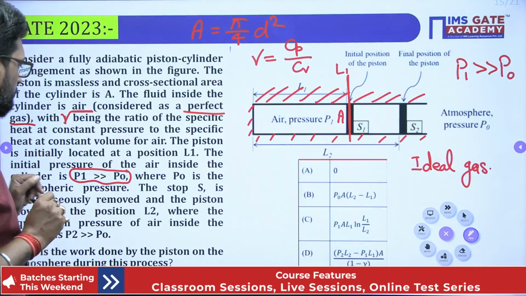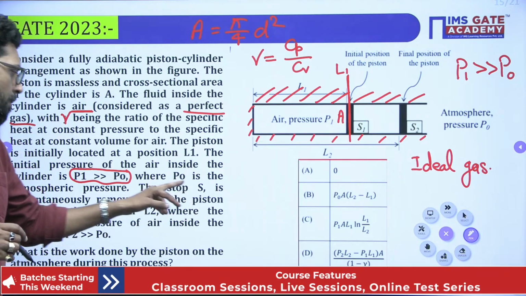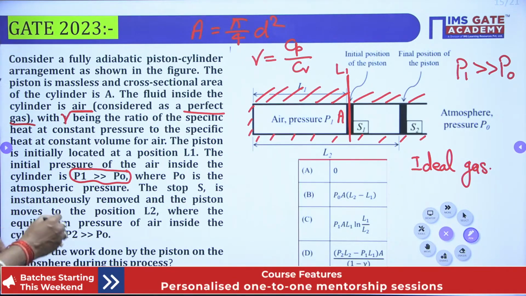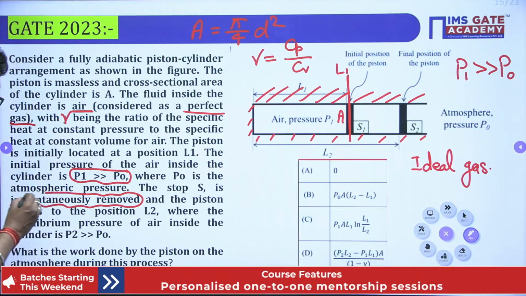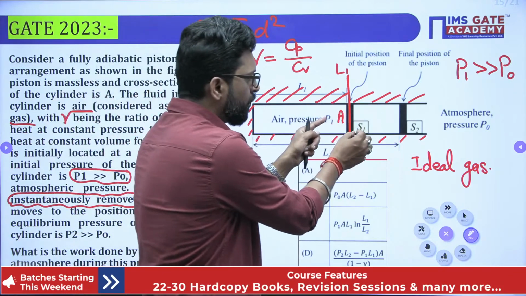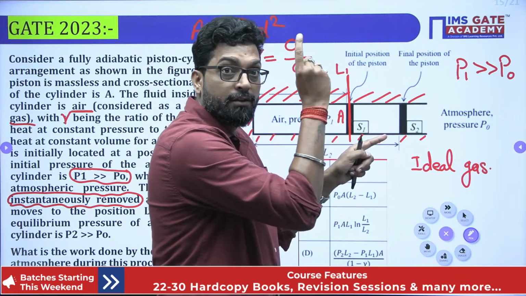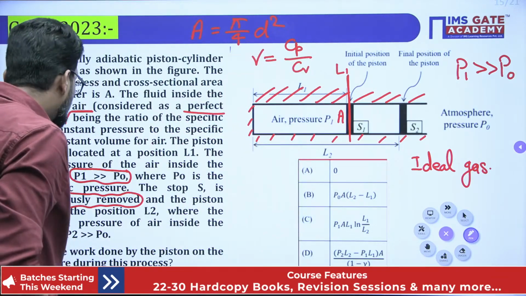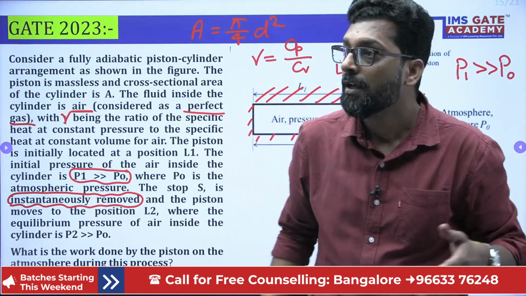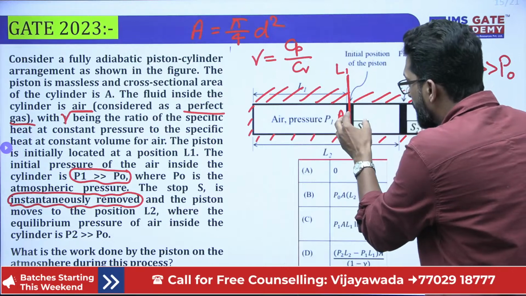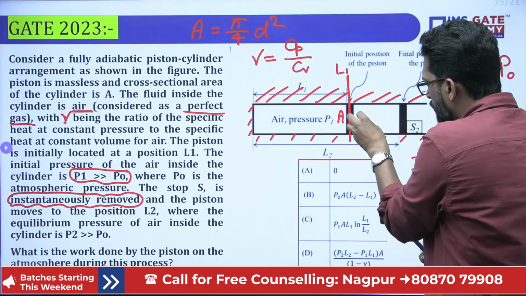Here P0 is the atmospheric pressure. Now the stopper S is instantaneously removed. What does this mean? It means we remove the stopper. Very important: instantaneously removed or gradually removed, what is the difference? Instantaneously removed means the piston tries to move fast. Not gradually removed, where you remove it little by little.